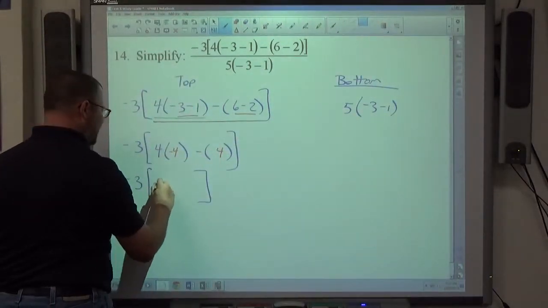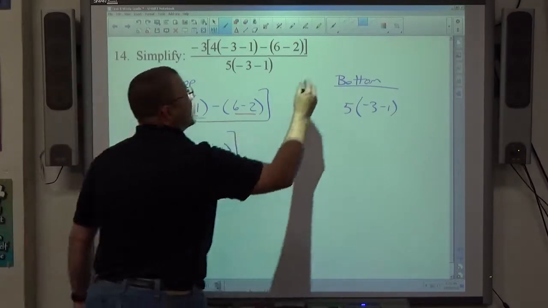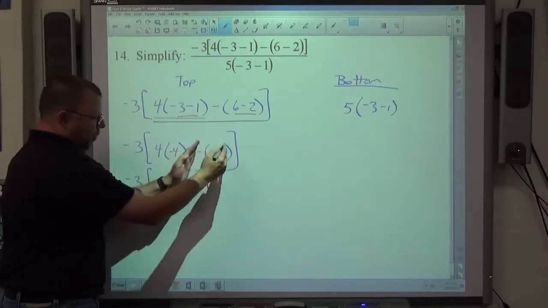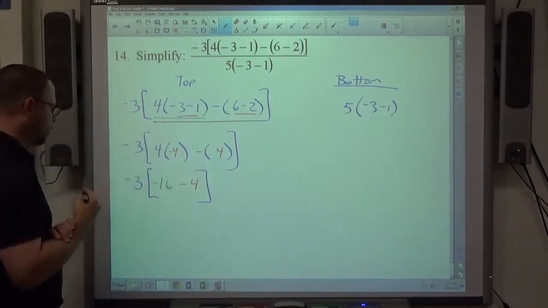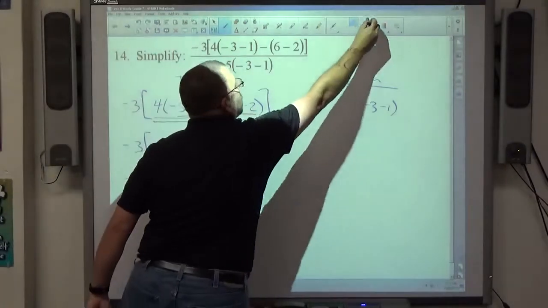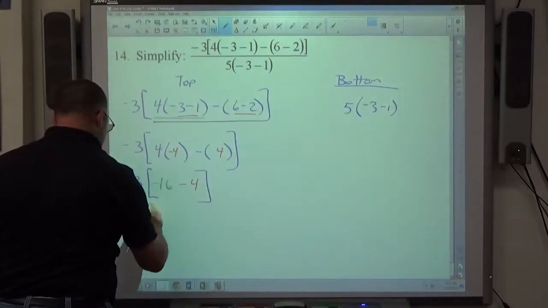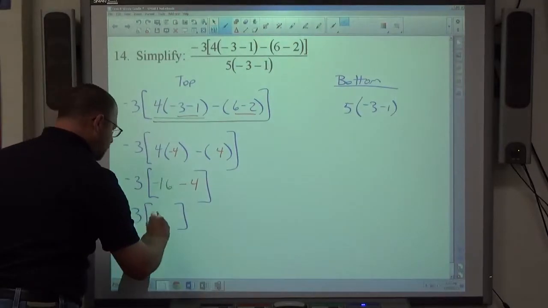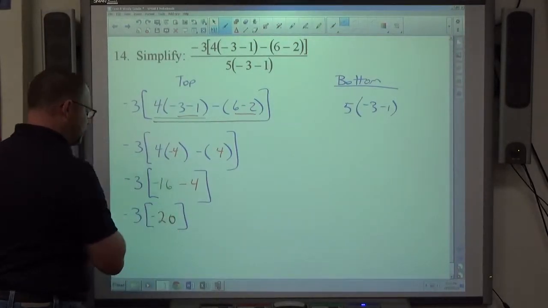4 times negative 4 is negative 16, and then of course I've got minus 4. You can make it look a little prettier. Minus parentheses 4 is the same as minus without parentheses 4. Then I would do, I got negative 3 bracket. I would do my negative 16 minus 4. Those signs are the same, so I add. 16 is bigger, so it's negative.